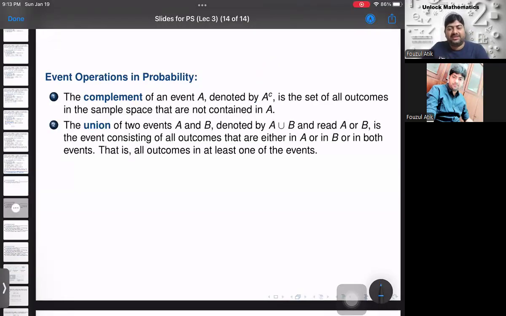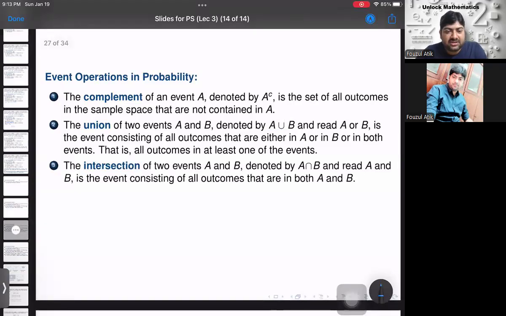The union of two events A and B is denoted by A union B, and read as A or B. It is the event consisting of all outcomes that are either in A or in B or in both the events. That is, all outcomes that are in at least one of the events. So same like set theory.